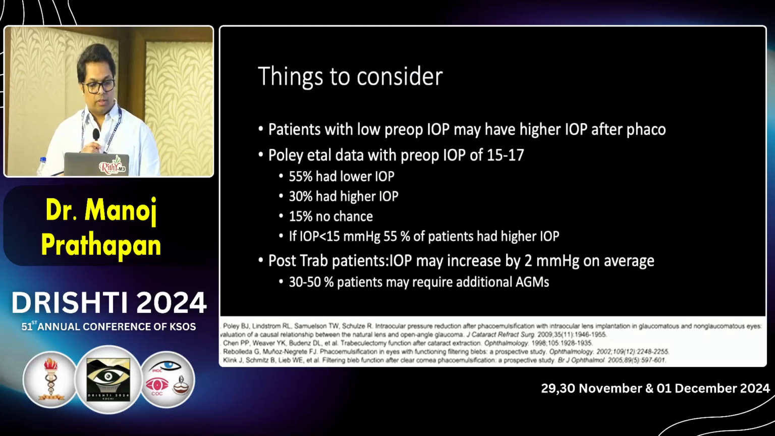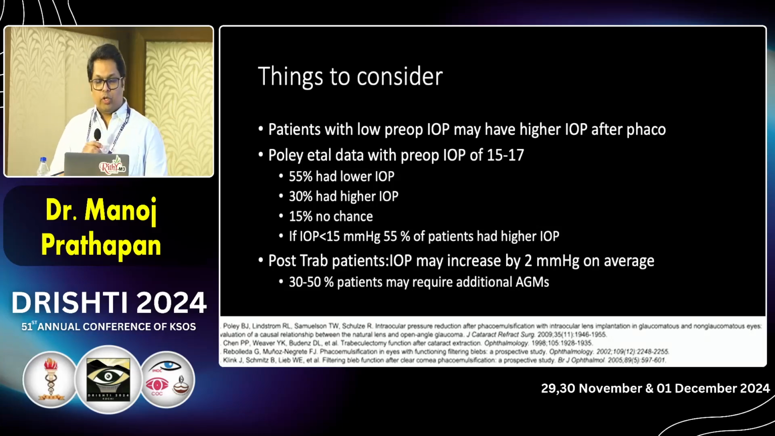So things to consider, patients with a lower pre-op intraocular pressure may have higher IOP after phaco. When the pre-op IOP was between 15 and 17, 55% of them had lower IOP, 30% had higher IOP, and 15% had no change. If IOP was less than 15 millimeters to start with, 55% of patients had higher IOP.